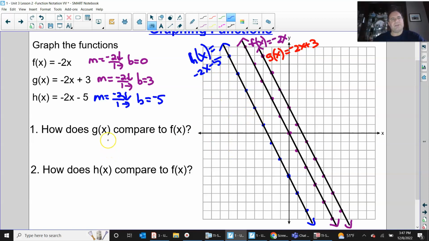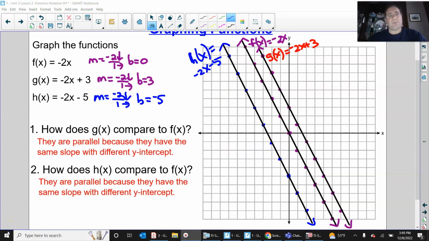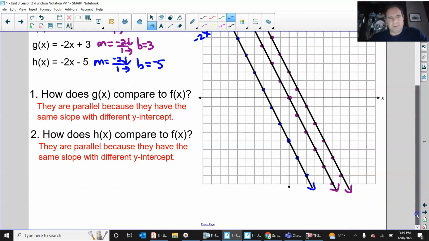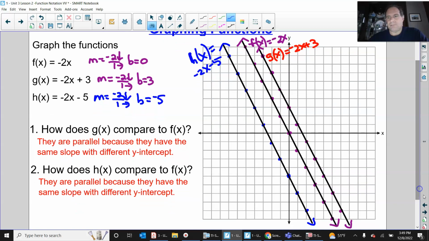So these are the three lines. So how does g of x compare to f of x? Basically the same answer for both. They are parallel because they have the same slope with a different y-intercept. All of these lines, though, are negative, right? They're going down from left to right, and that is that. All right, that's it. Hopefully that helped.